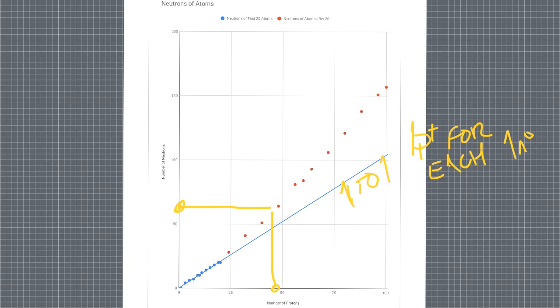So I see that I'm starting to have more and more, and because these data points are getting further and further away from this line, we're having more and more neutrons for every 1 proton within the atom. And so radioactivity is really just looking at the idea of why do we need these number of neutrons, what's the purpose, and that's what we're going to look at for the remainder of the activity.